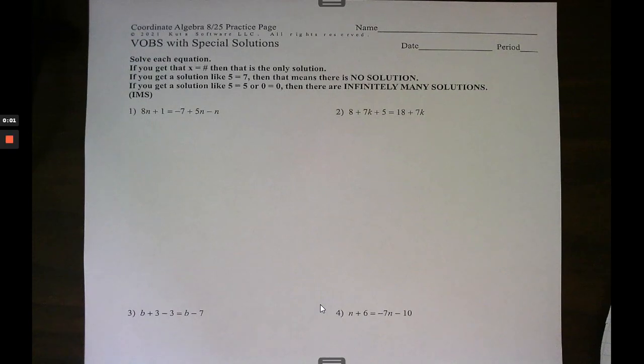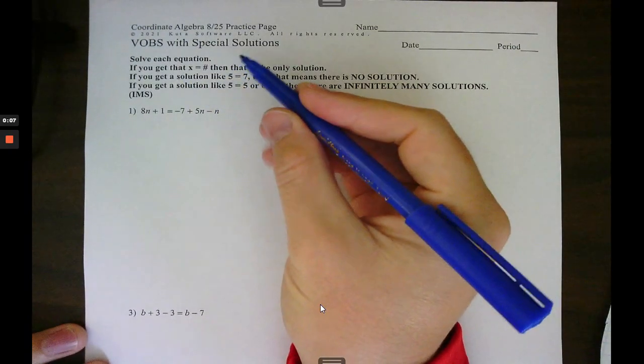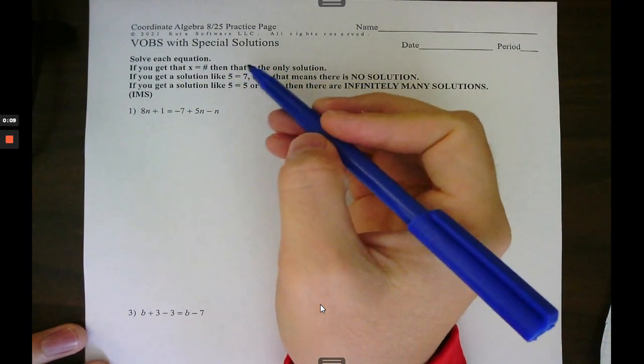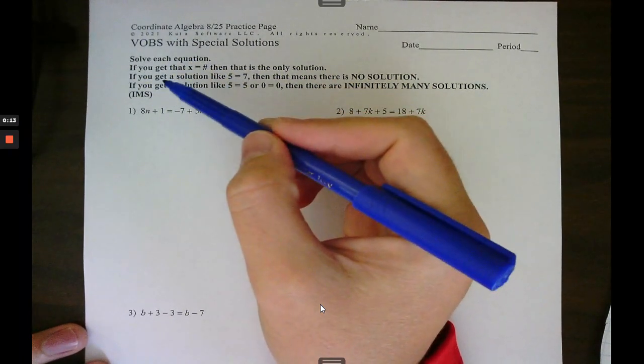Alright guys, let's go over the practice page for Wednesday, 8/25, variables on both sides of special solutions. You should have already watched Ms. Roundtree's notes, and I want to point out, I wrote some of these to help remind you.